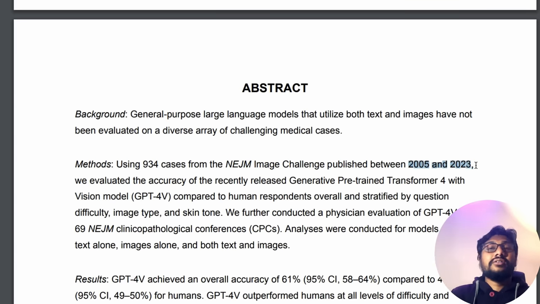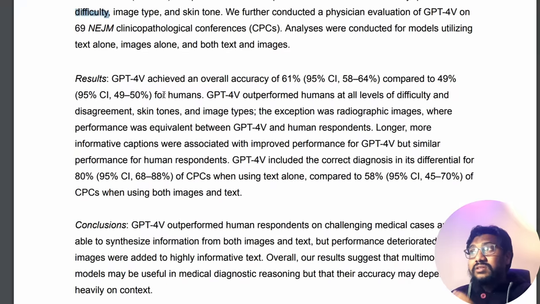They've taken these 934 cases and given them to human beings and to GPT-4 vision to understand what is there. They wanted to compare it and also stratified the questions by difficulty of the case, image type, skin tone, and all these things. And what they realized, the result is actually astonishing. GPT-4 vision achieved an overall accuracy of 61%. The 95% confidence interval ranges from 58% to 64%, compared to 49%, again a 95% confidence interval, 49% to 50% for human beings. So human beings scored 49% on these 934 cases, while GPT-4 vision scored 61%.